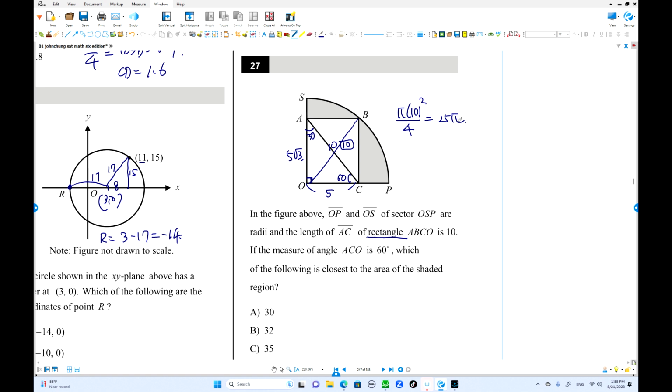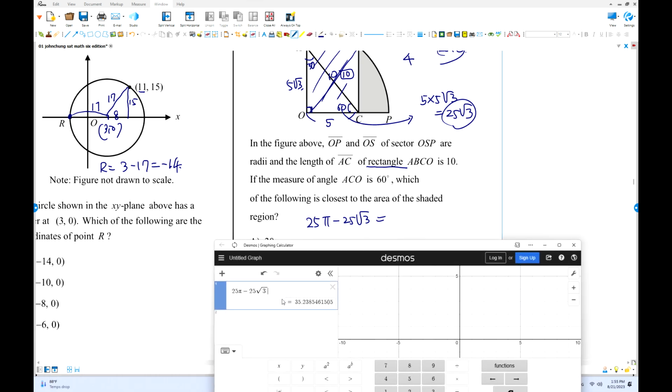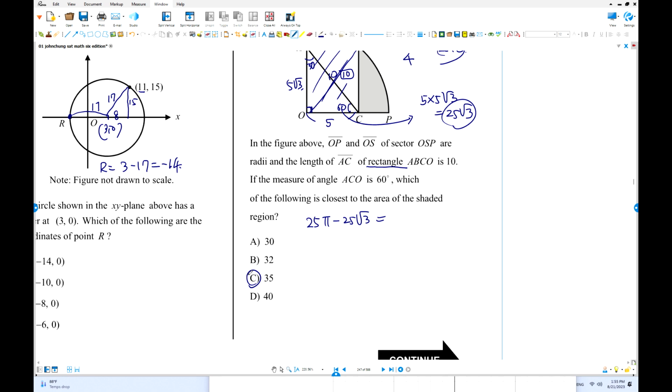So after that, we take out this area of the rectangle, right? How much? This area of the rectangle is what? Base times height: 25√3. So take this away from 25 pi. So 25 pi minus 25√3. So how much is this one? So we have to use a calculator, okay? I just write down 25 pi minus 25√3. 35.25, okay? So where is it? Choice C is the answer, okay?